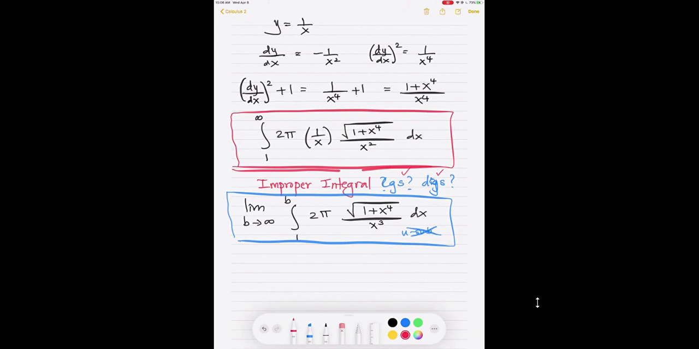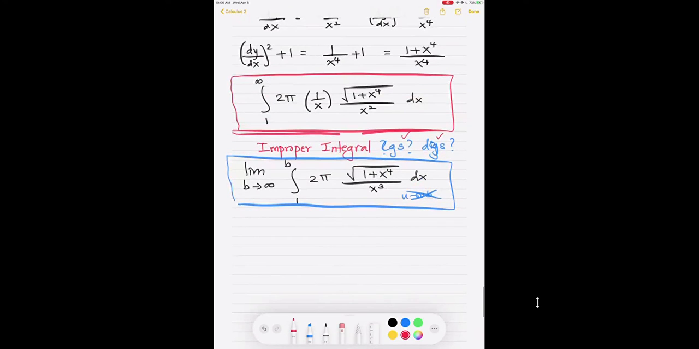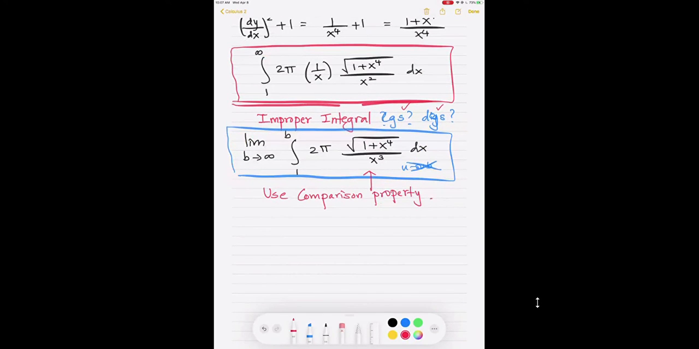So to answer that question, I am going to look at this one, and I'm going to use that comparison property. So I start here. x is greater than or equal to 1, right? Because we're talking about Gabriel's horn, just starting like that. So I'm going to say x to the 4 plus 1 will always be greater than or equal to x to the 4. Agreed?